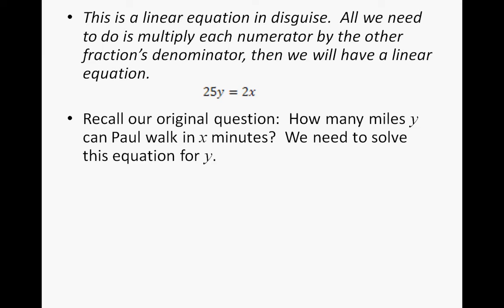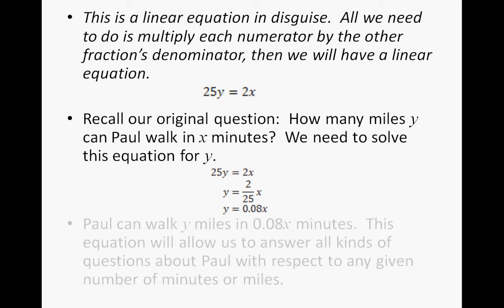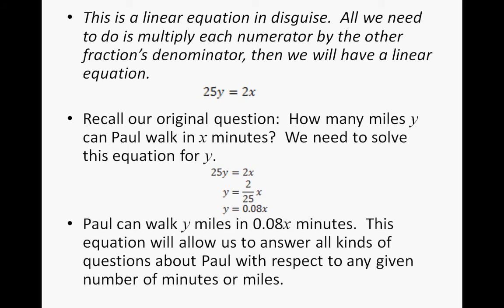Recall our original question, how many miles y can Paul walk in x minutes? We need to solve this equation for y. So that means we would divide both sides by 25, and y would equal 2/25 x, or if we want a decimal, y is equal to 8/100 times x. So Paul can walk y miles in x minutes. This equation will allow us to answer all kinds of questions about Paul with respect to any given number of miles or minutes.